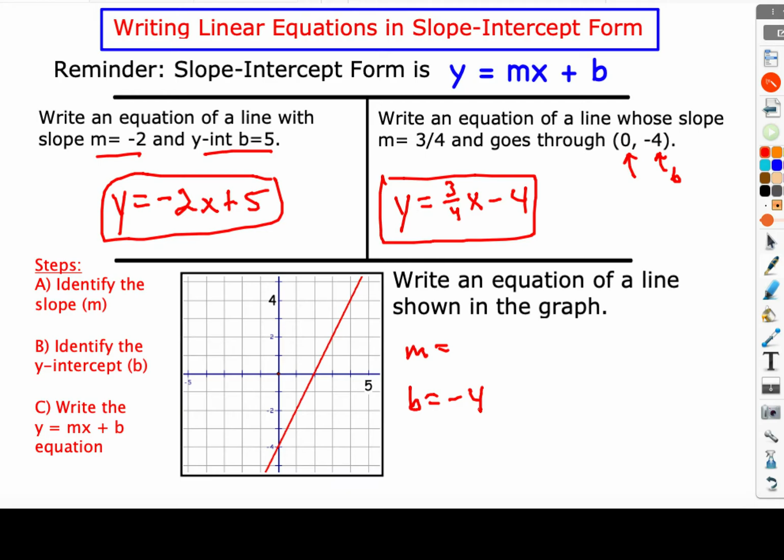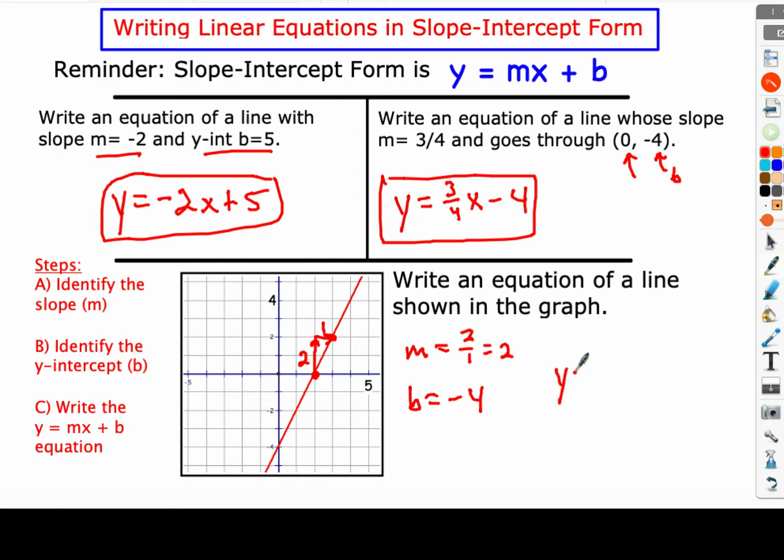And my slope, well, why don't I just count from point to point? How about we go through this point (2, 0) here? And it looks like we went through the point (3, 2) here. So we went up 2 and right 1. Rise over run, well, that's 2 over 1, which is 2.